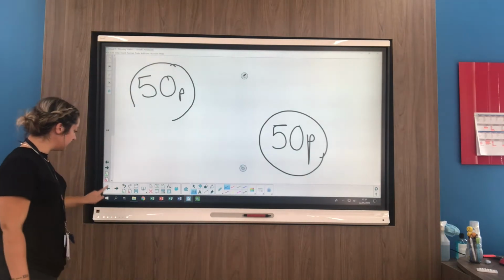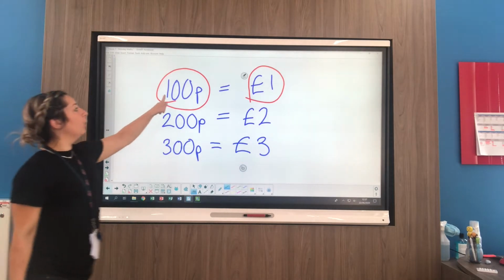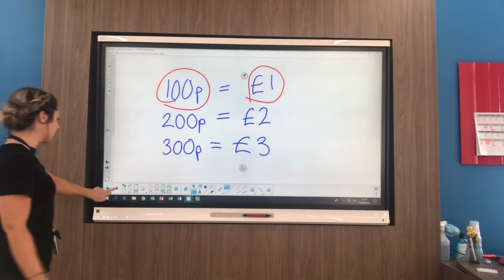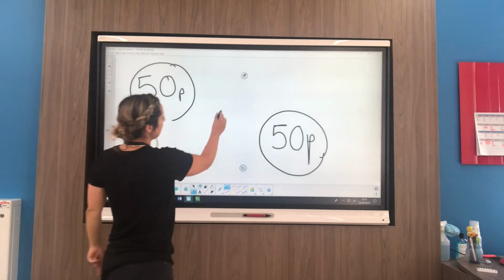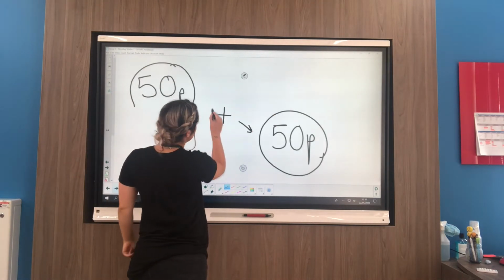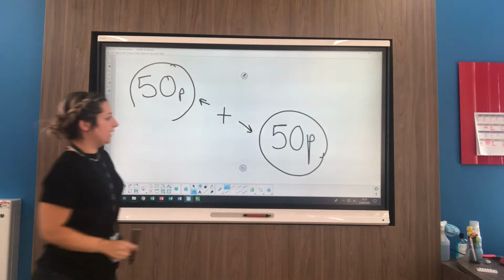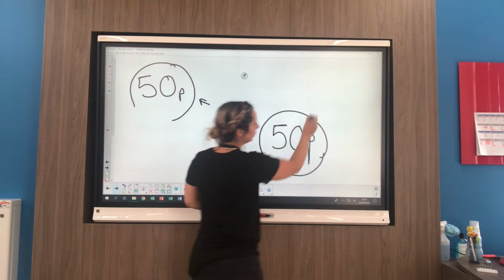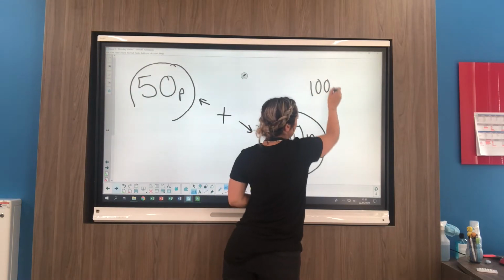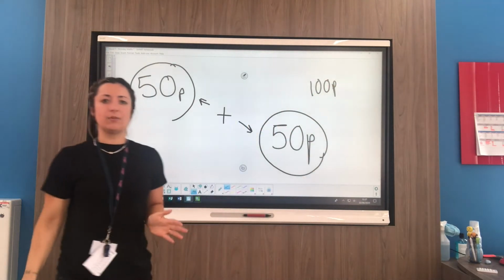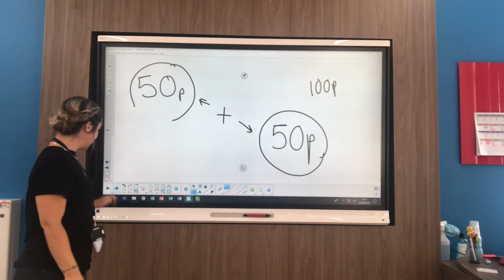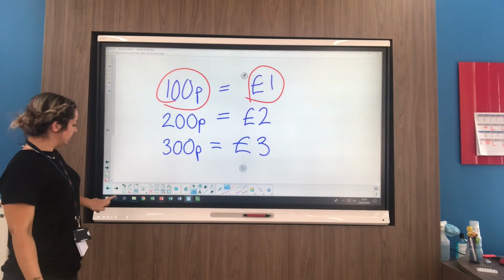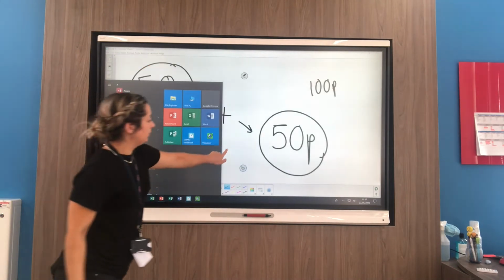Now let's go back. What was the rule? 100 pennies is £1. It's equivalent, the same as. So if I added the 50 and the 50, 50 add 50 is 100. So it would equal 100 pence. But we don't say 100 pence. We say £1. Okay? So, going back again.